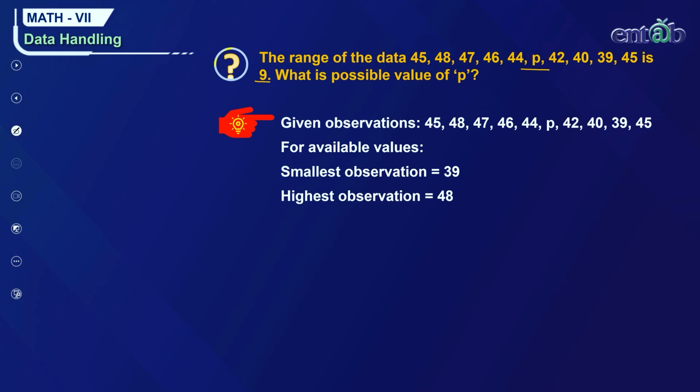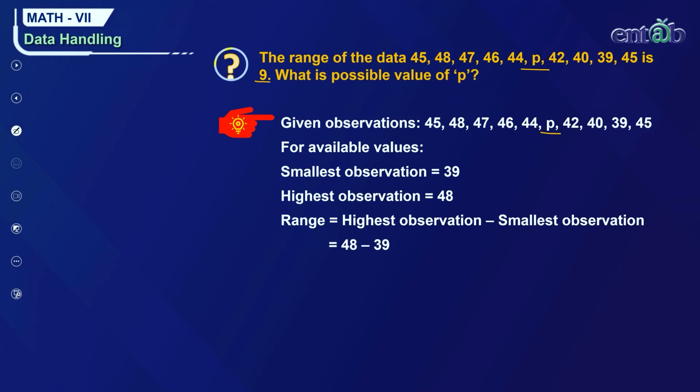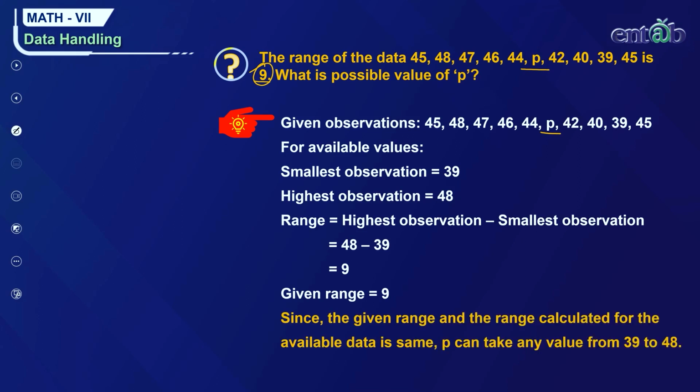Right now we are not thinking about the value of P, we are just looking at whatever values are given to us, right? Here the range is highest observation minus smallest observation. So 48 minus 39 is 9 and they have already given that the range is 9 only. So it means this P can be any value from 39 to 48.